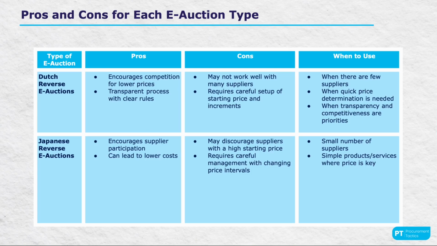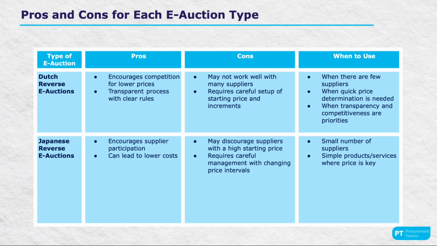Next one is the Dutch reverse e-auction. The pros of this e-auction type is that it encourages competition for lower prices. It is a transparent process with clear rules. The cons, on the other hand, are that it may not always work well with many suppliers, and it requires careful setup of the starting price and increments. When to use it? Well, when there are few suppliers, when quick price determination is needed, and when transparency and competitiveness are priorities. Japanese reverse e-auctions.